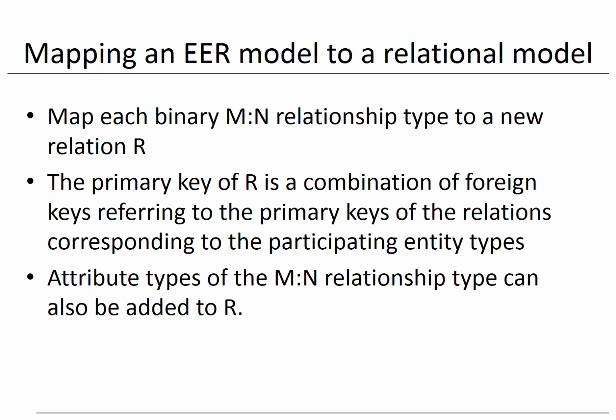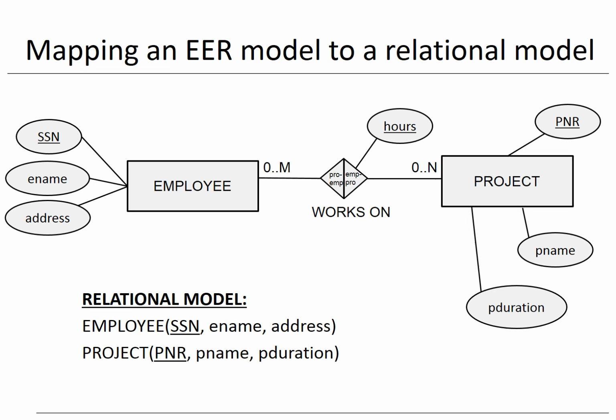M to N relationship types are mapped by introducing a new relation R. The primary key of R is a combination of foreign keys referring to the primary keys of the relations corresponding to the participating entity types. The attribute types of the M to N relationship type can also be added to R. The works on relationship type is an example of an M to N relationship type. An employee works on 0 to N projects, whereas a project is being worked on by 0 to M employees.